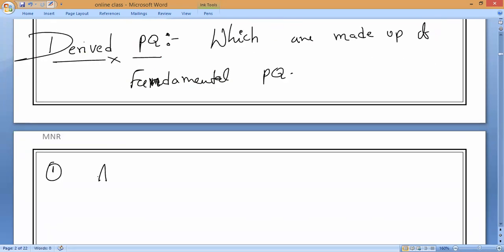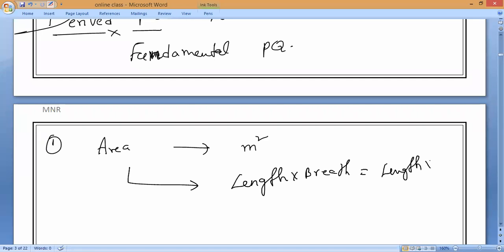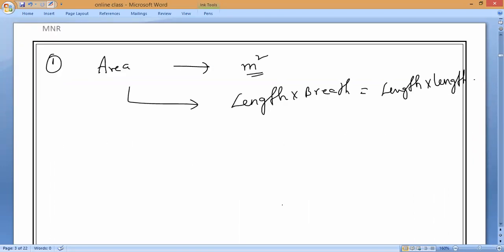Can you guess any derived physical quantity? Let me take area. What is the SI unit of area, Pradosh? Square meter. So how is it derived? It is derived from length taken 2 times, or 1 time length plus 1 time breadth. That is what we call area. Is it yes or no, guys? Even if I consider length 2 times, it is called area only. So area depends on length. Is it a derived physical quantity or a fundamental physical quantity? Derived physical quantity.